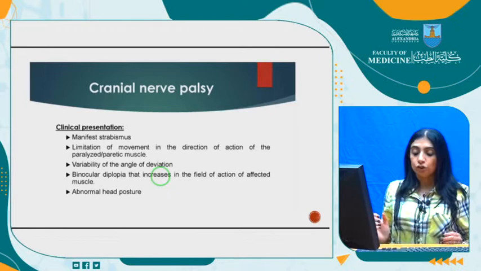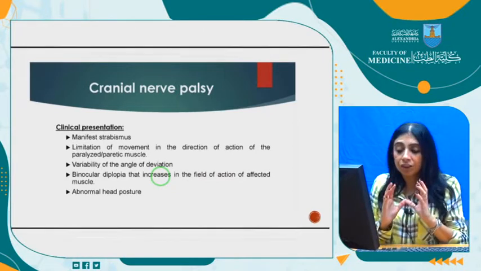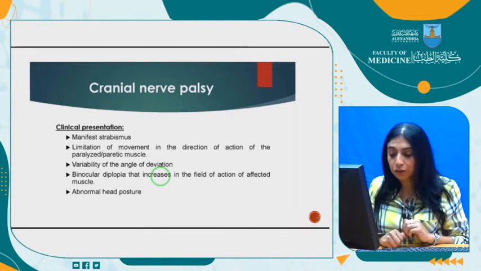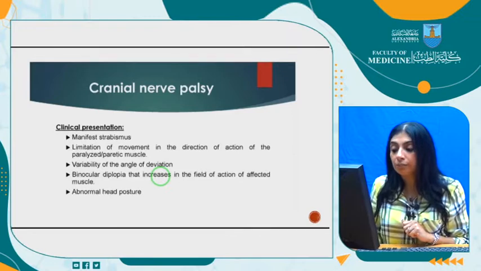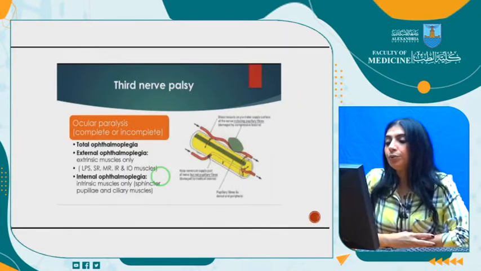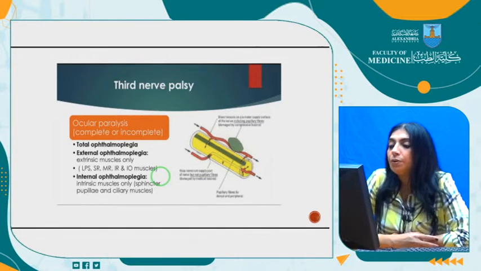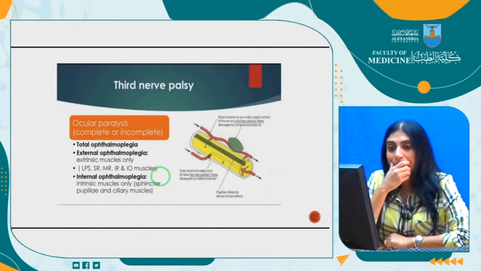He tends to change the position of his head, face, and chin to bring it in the position of the paralyzed muscle so that he can overcome his own diplopia. First of all, we are going to talk about the third nerve palsy, or the oculomotor nerve paralysis.